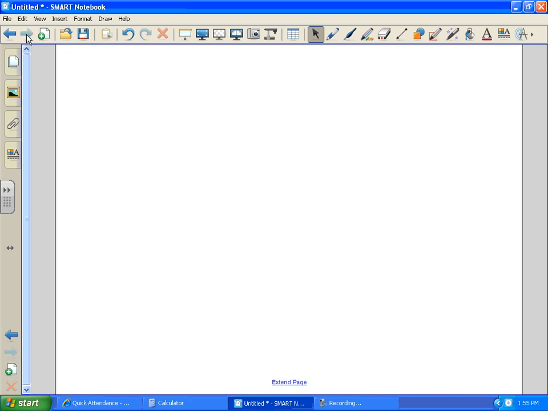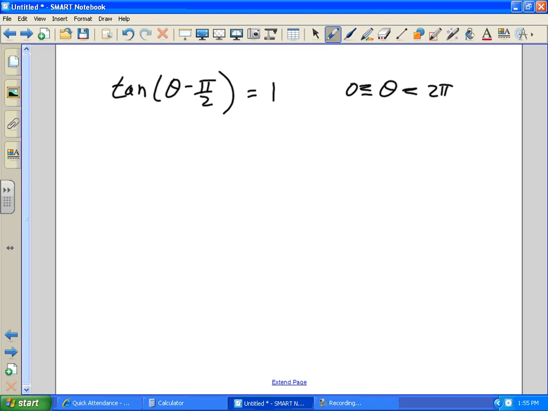All right, let's do this one. Tangent of theta minus pi over 2 is equal to 1, and I want this for 0 less than or equal to theta less than 2 pi. How to do that? I don't know.